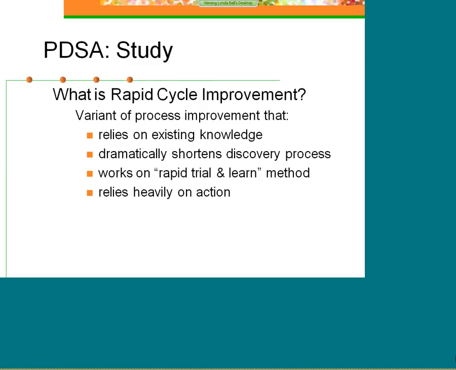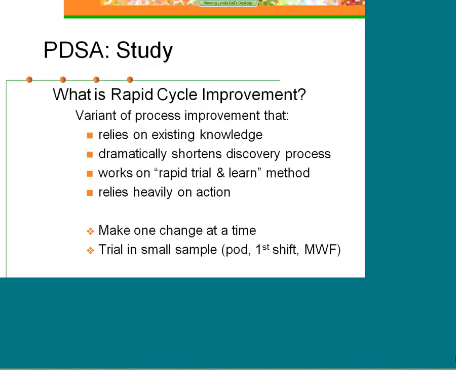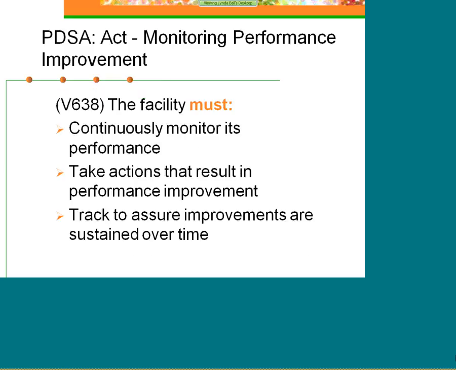However you choose to pick out how you're going to do this little short trial, if it doesn't work, then you've got to figure out something different, and you try it. So that's what that rapid trial and learn method is. That's what rapid cycle improvement is all about. So you make one change at a time, and then you trial in a small sample. So the ACT part of PDSA is that you have to monitor your performance improvement. And the conditions for coverage say you must continuously monitor the performance, you must take action that results in performance improvement, and you must track to assure improvements are sustained over time.